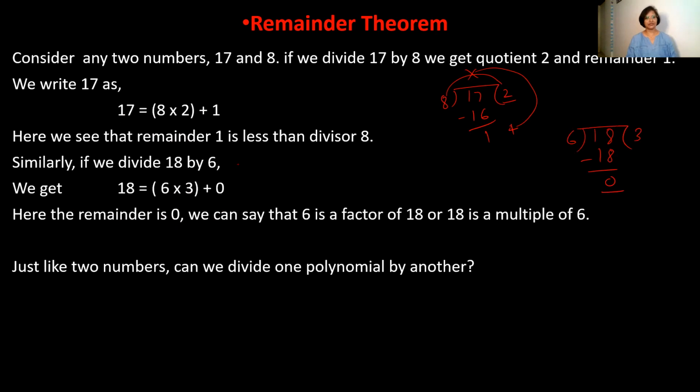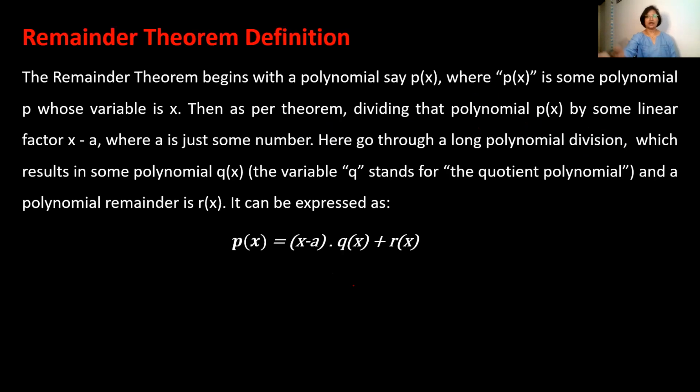In both cases, we have seen that the remainder is less than the divisor. You have to remember this, and this is always true. We use this in polynomial expressions when we divide them. So just like two numbers, can we divide one polynomial by another? Yes, definitely we can divide. So how can we divide? First, we will take some definitions, then we'll go ahead with division.